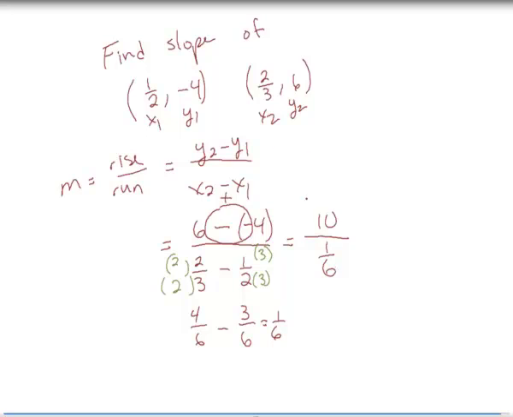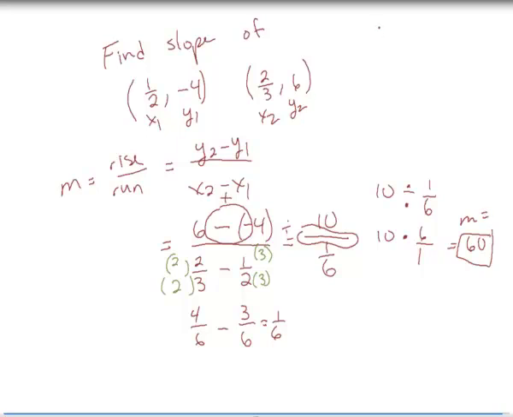So then I have this complex fraction. That fraction bar just means division. So all that is 10 divided by 1/6, which can be rewritten as multiplication by the reciprocal, 10 times 6 over 1, which turns out to be 60. So the slope is 60.